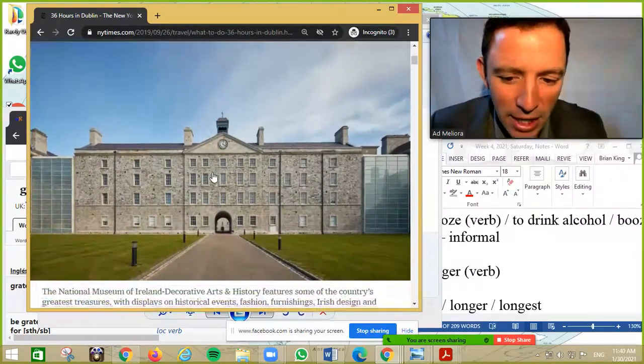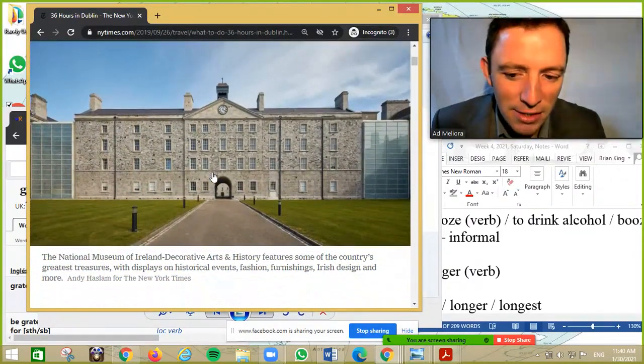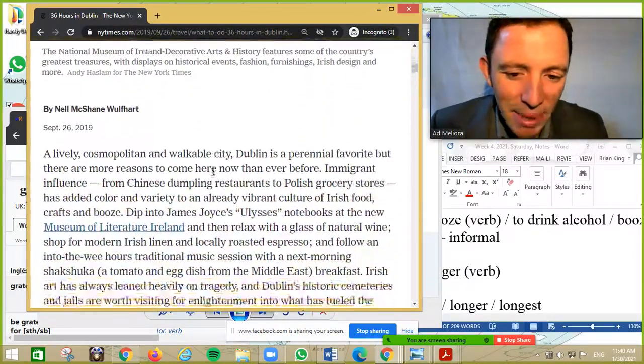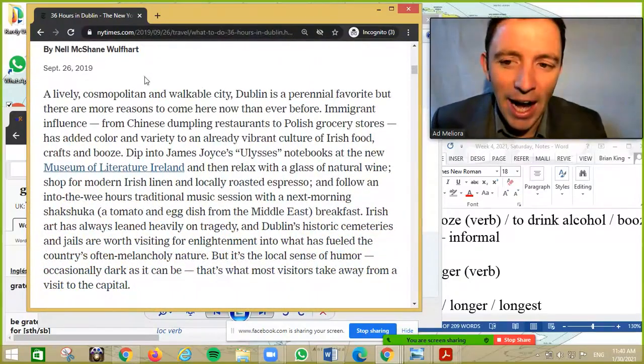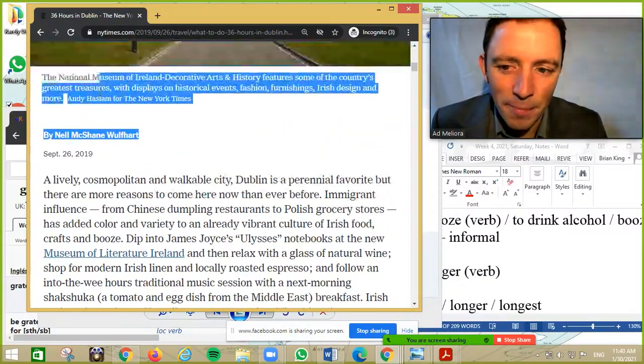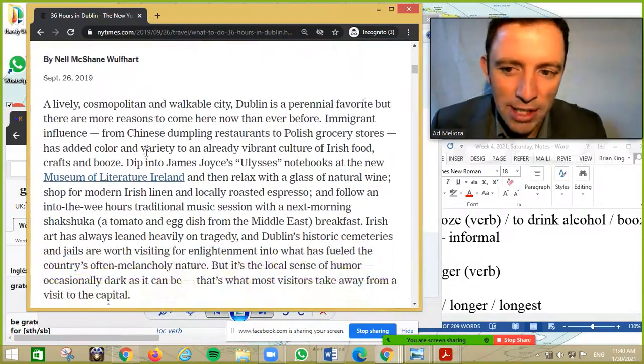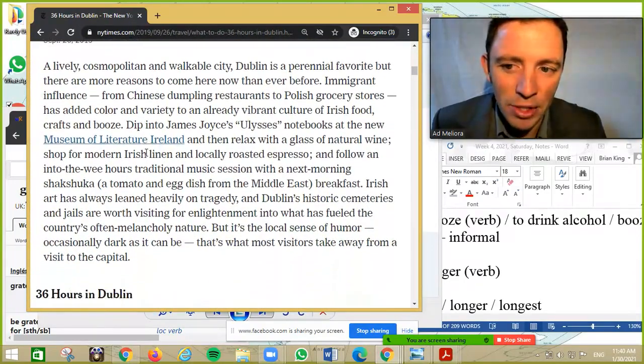So here's a picture of the Museum of Ireland, and we continue to the next paragraph. Okay, and the article is written by this man, or woman, I'm not sure actually, I think it's a woman, Nell McShane, okay, from the New York Times.